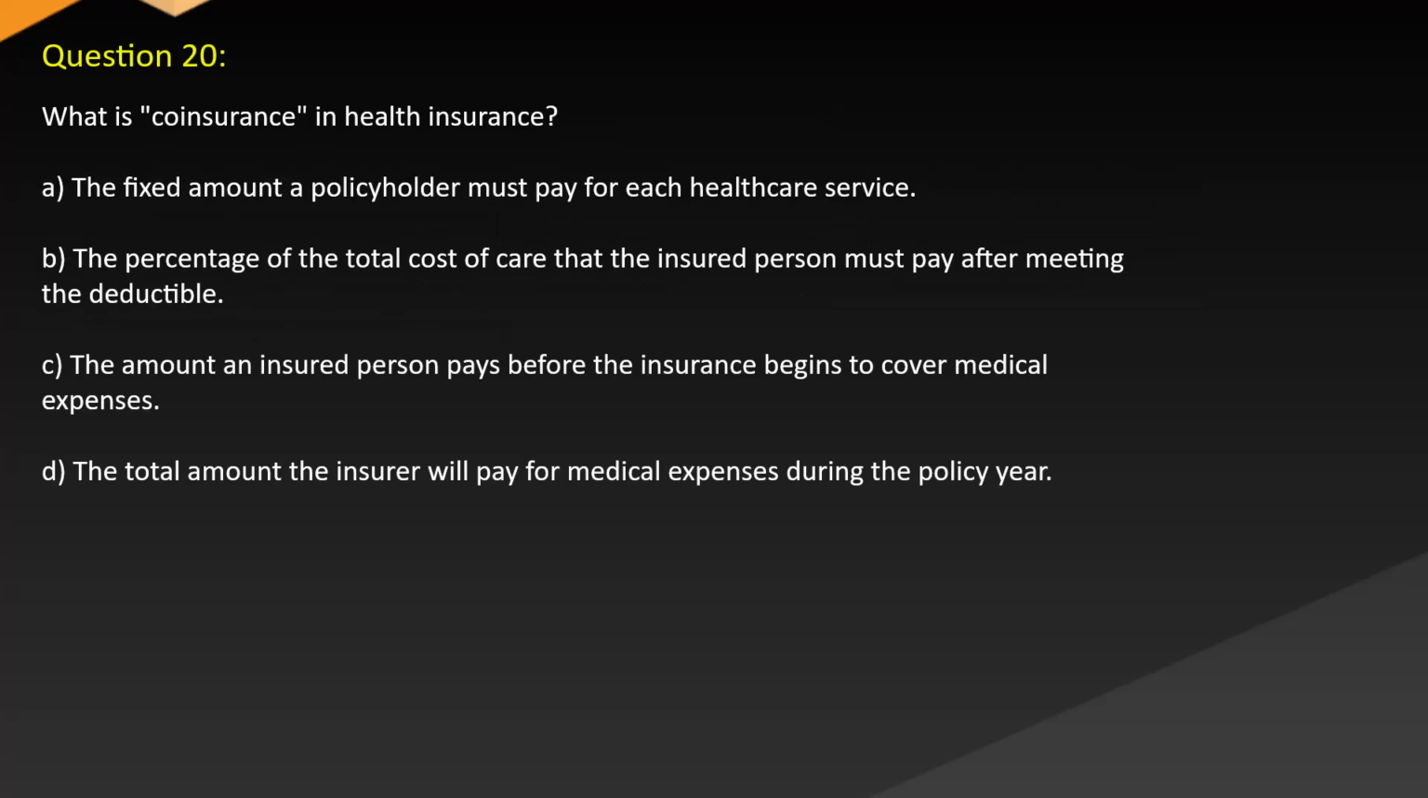Question 20. What is coinsurance in health insurance? A. The fixed amount a policyholder must pay for each healthcare service. B. The percentage of the total cost of care that the insured person must pay after meeting the deductible. C. The amount an insured person pays before the insurance begins to cover medical expenses. D. The total amount the insurer will pay for medical expenses during the policy year.